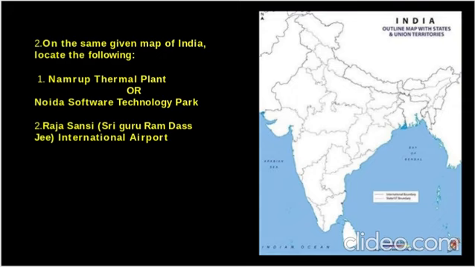Next, we have to mark now. Previously, the marking was already given. We just had to say which place is where. Now here in this case we have to tell where the place is. First one is Namrup thermal plant. Now nothing to explain. I'll directly tell you the marking. First one, Namrup. Namrup thermal plant is here. It's located here, correct? This is Namrup.